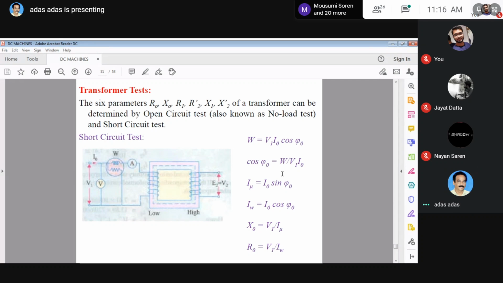So we can sum up this transformer test. This is required for calculating all the equivalent circuit parameters. Two tests are there: the open circuit test, known as the no load test, and the short circuit test. This is the circuit diagram, primary and secondary, low voltage side and high voltage side. Generally, we perform the open circuit test on the low voltage side, while we perform the short circuit test on the high voltage side. Now apply voltage V1 here and record all the quantities V, W and I. From these three readings we can find X0 and R0, so among the parameters, R0 and X0 can be found.